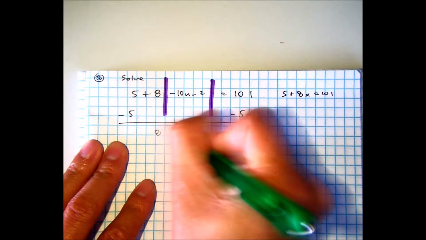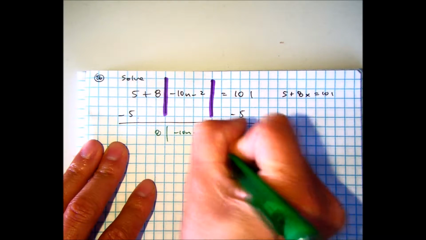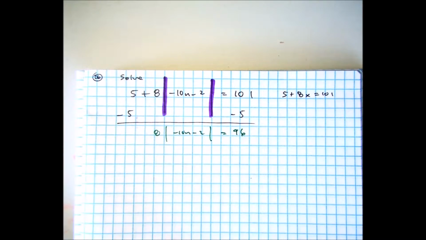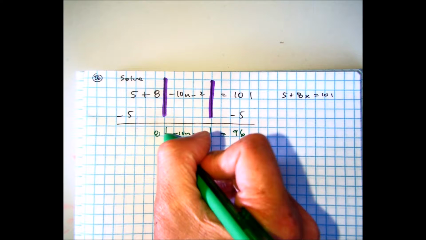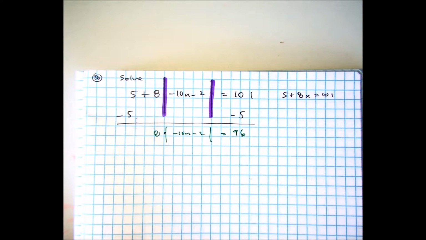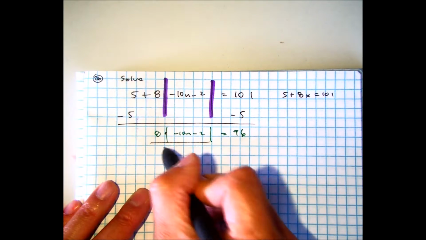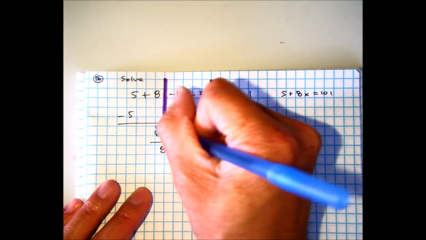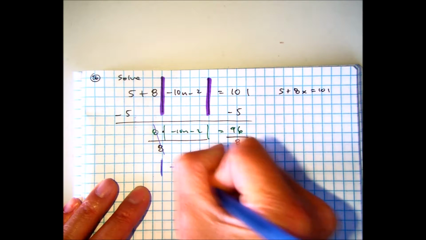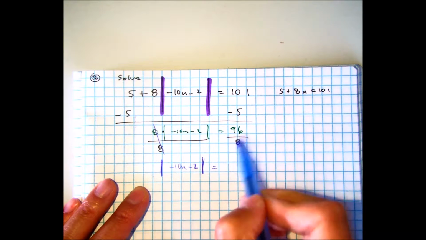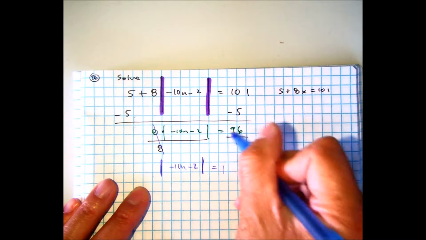You're left with 8 absolute value of negative 10n minus 2 equals 96. The relationship here is what? Multiplication, so we'll divide by 8 on both sides. You have the absolute value of negative 10n minus 2 equals, goes in 1, 12.